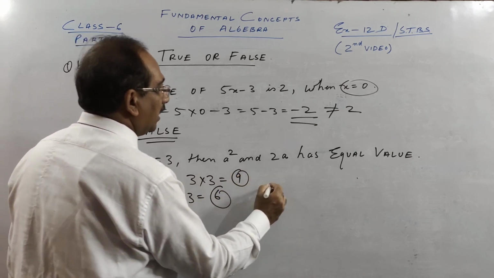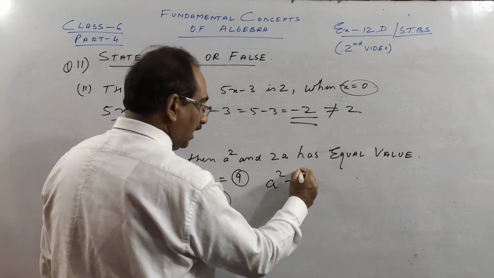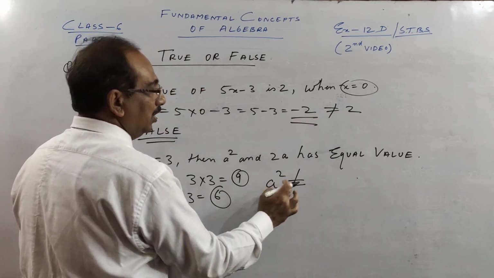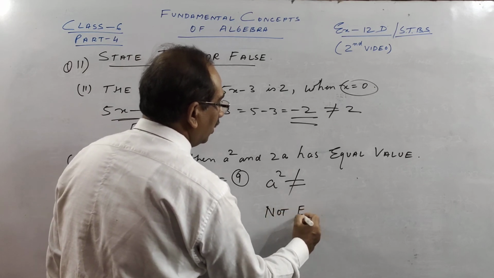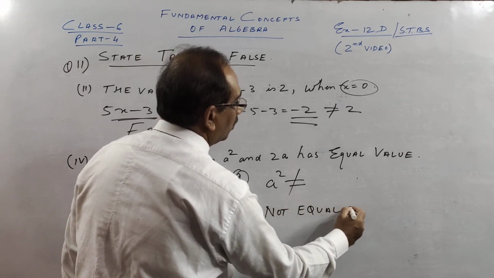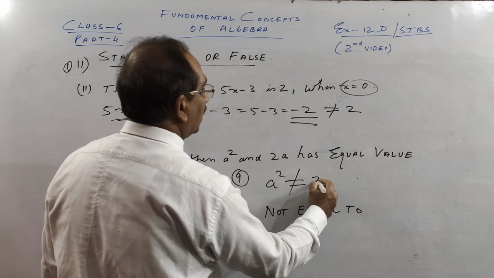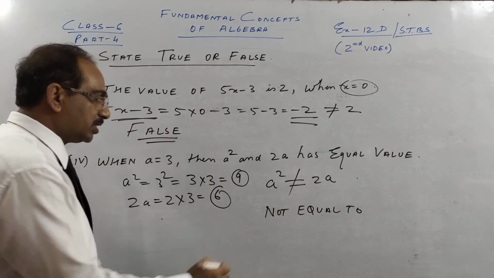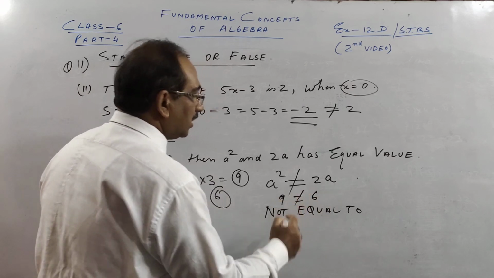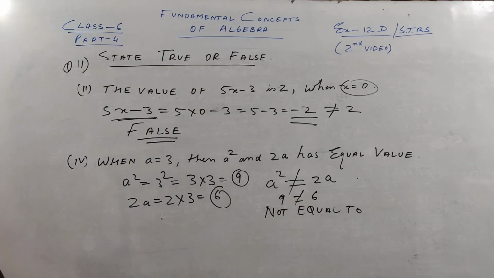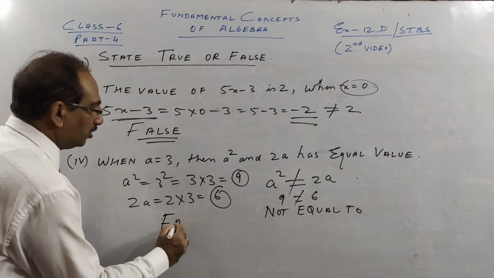So you see a square, this sign means not equal to. Equal to, when you cut, it is called not equal to. So a square is not equal to 2a because a square is 9 and 2a is 6 and they are not equal. So this is also, children, false.